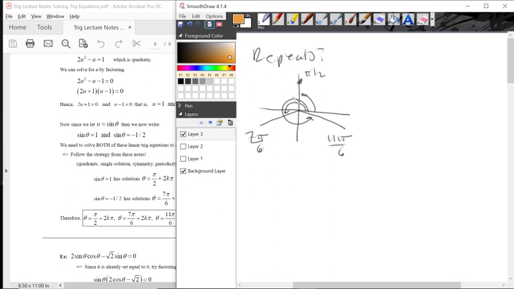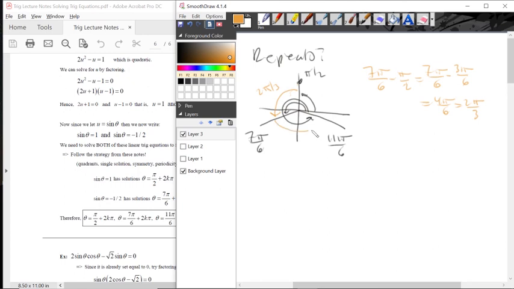Well, from pi over 2 to 7 pi over 6, for instance, what's the amount of rotation there? Okay, 7 pi over 6 minus pi over 2 is what? 7 pi over 6 minus 3 pi over 6, which is equal to 4 pi over 6, or 2 pi over 3. So this is 2 pi over 3, the amount of rotation here.